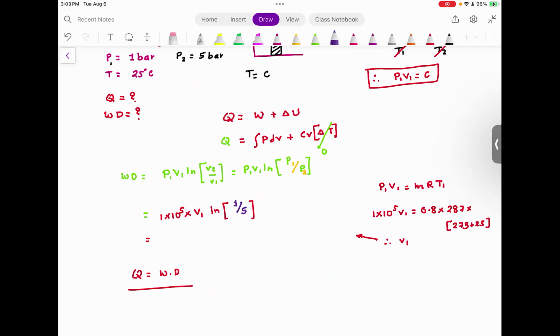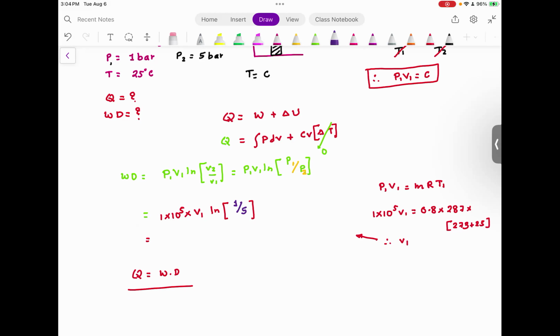Okay, and I'm not going to solve these problems, but I will give you hints to solve them. The next problem that I want you to look at is from example 4.7. In example 4.7, you have two processes which are combined. First, you have an isobaric process, pressure is equal to constant, followed by an isothermal process.